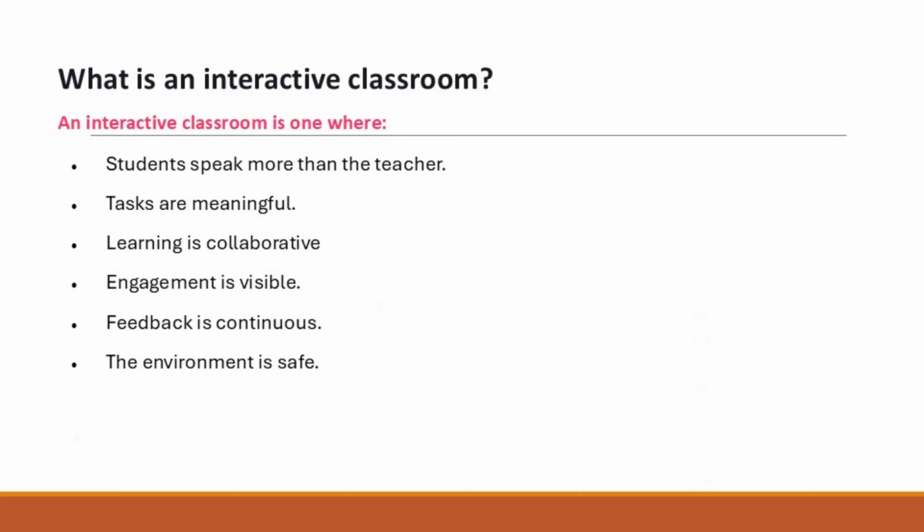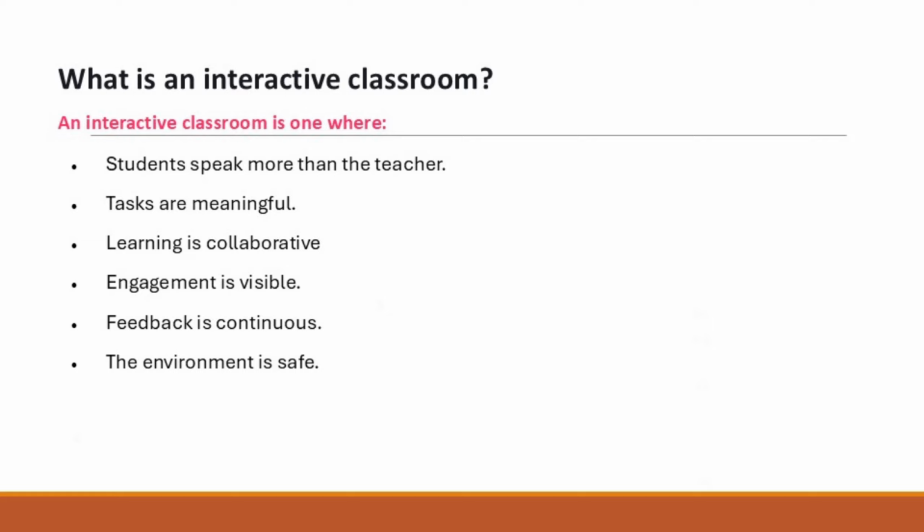And in a lively classroom, engagement is visible. How can it be visible? Motivation. Great. Motivation is clear. Students are motivated. What else? Students feel that their efforts are appreciated, right? Feedback is continuous. If this class is interactive, that means feedback is continuous. How can the feedback be continuous?